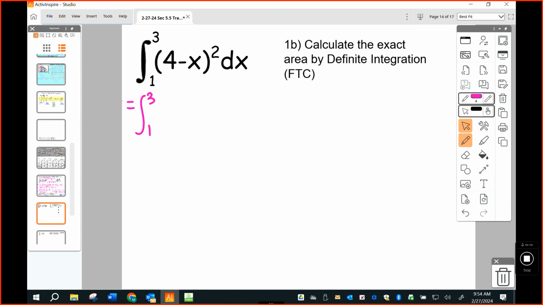Yeah, there's a middle term. Okay, 4 times 4 is 16. 4 times negative x is negative 4x. Times 2 is negative 8x. Negative x times negative x is plus x squared. That's what it looks like when you square something. You get a trinomial when you square a binomial. Yeah, no, half of the groups couldn't square a binomial yesterday, which makes me very sad.